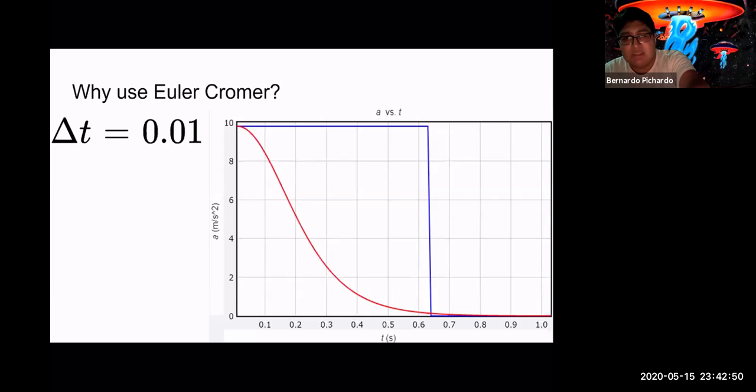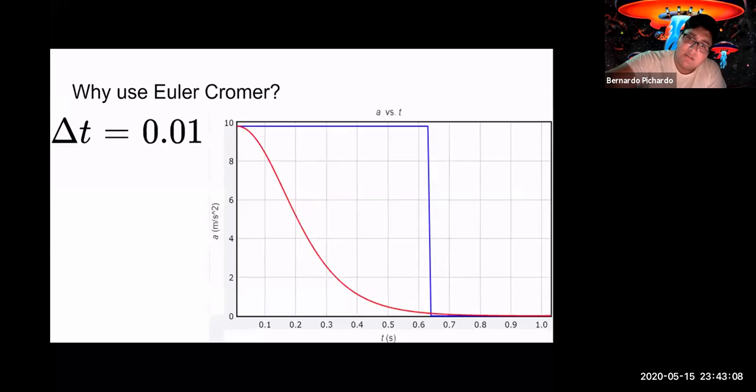As soon as the ball was let go of, its acceleration was just constant until it hit the ground. And that's where it just drops off instantaneously and goes to zero. But if we look at the red ball, we see it starts at 10 meters per second, but it slowly drops off until we reach zero.